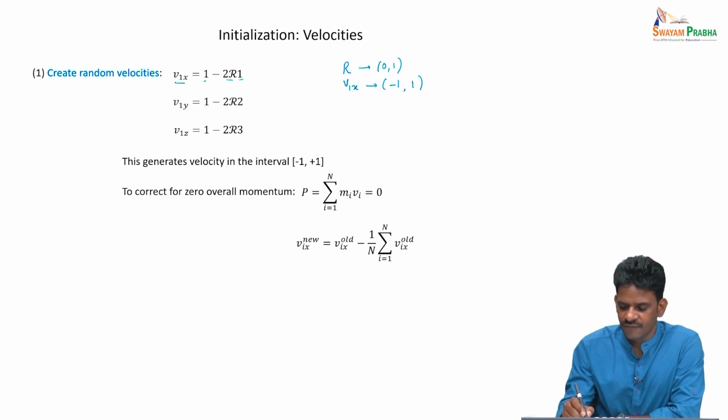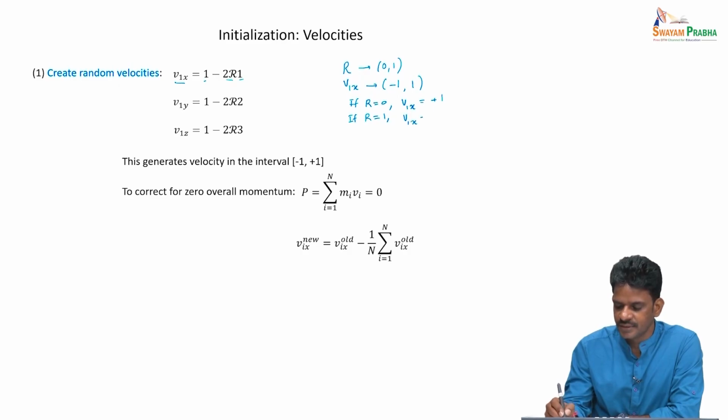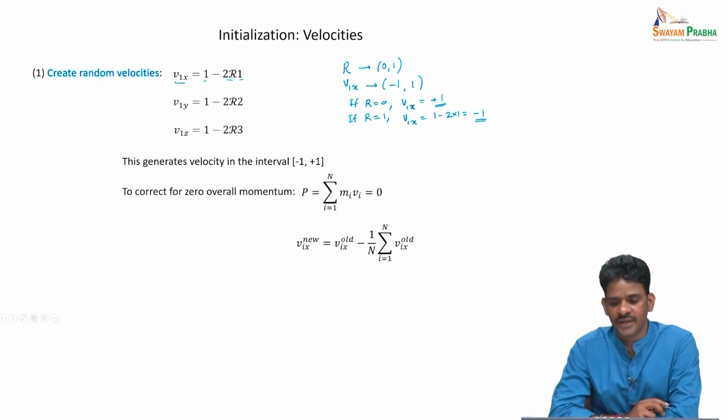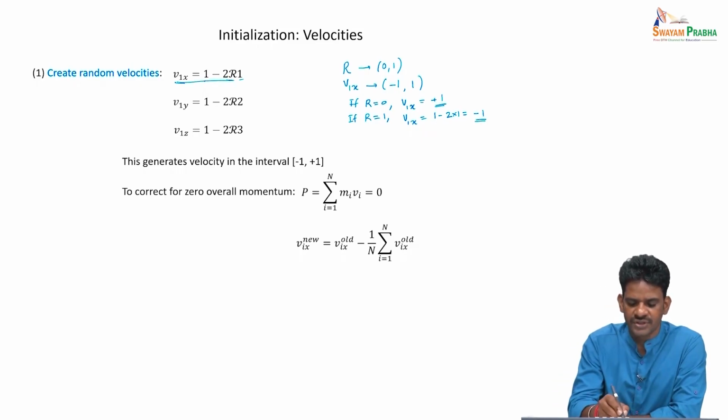To see this, if r is equal to 0, this transformation says v1x is going to be plus 1. The other limit of r is 1, in which case v1x will be 1 minus 2 into 1, that is minus 1. So, we can see that as the random number goes from 0 to 1, the velocity will go from plus 1 to minus 1 when you do this linear transformation.